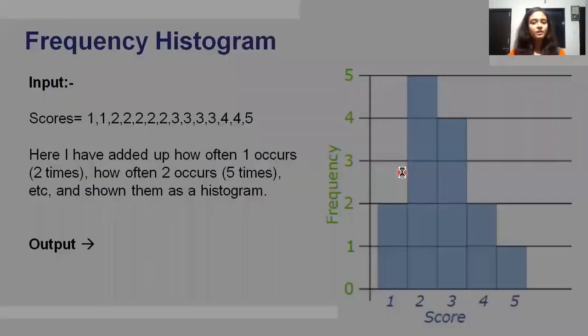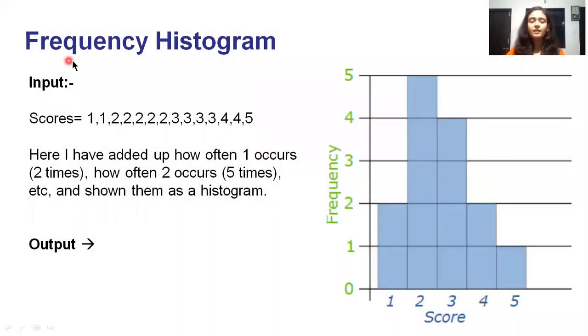Let's understand the histogram with an example. Over here I have the frequency histogram. In the input I have scores, and my observations are like this. This is my list of observations, and this is my histogram. On the x-axis I have my input, that is score. On the y-axis I have frequency. So always on the y-axis in a histogram there will be frequency, and on the x-axis you will have your input.